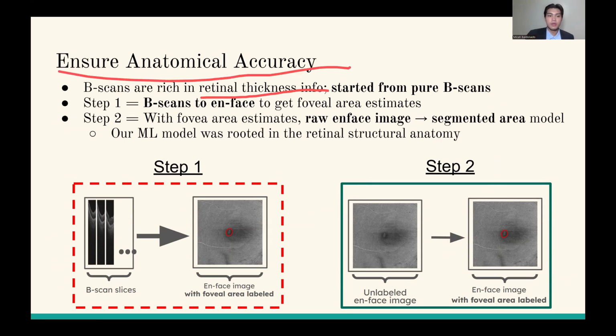Now, in step 1 of our deep learning pipeline, our team first started with a set of B scans and tried to map them to create an estimate for foveal area. In step 2, with these estimates, our team tried to go from a raw en-face image, which is what clinicians more often see, and get a segmented area.